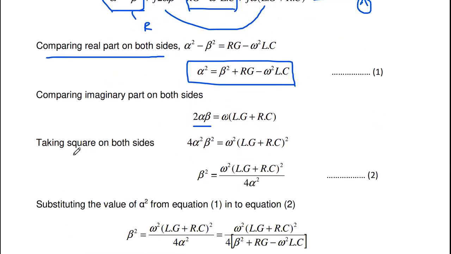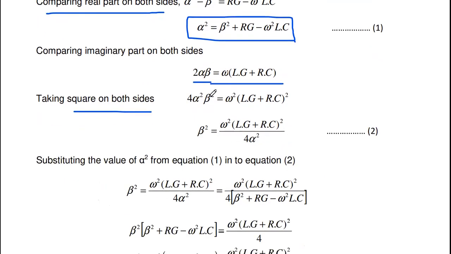Then you just take the square on both sides, since equation number 1 is in terms of alpha squared. So 2 alpha beta whole squared, that is 4 alpha squared beta squared, is equal to omega squared Lg plus Rc the whole squared. From this equation you find beta squared. The 4 alpha squared goes to the denominator on the right side, so omega squared Lg plus Rc the whole squared divided by 4 alpha squared is beta squared.